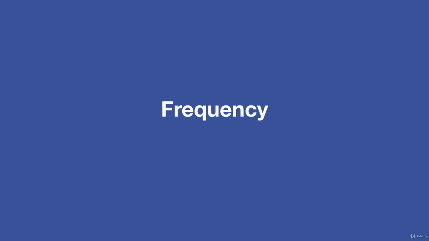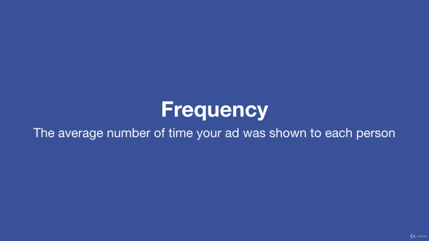Next up, we have frequency, and this refers to the average number of times each person received an impression of your advertisement. Advertisers often want to set a limit on this and to cap this at a certain rate to really prevent ad fatigue or people just seeing your ad over and over again.